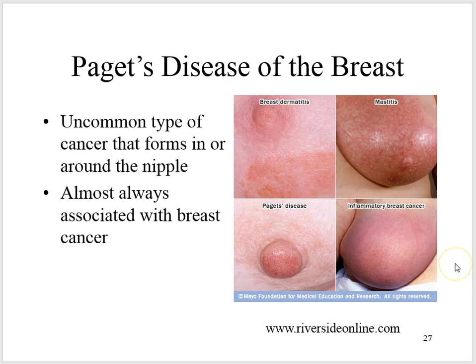And the last slide is Paget's disease of the breast. This is an uncommon type of cancer that forms in or around the nipple. It's almost always associated with breast cancer. There are two theories on this. One, the Paget cells, which are the cancer cells, break off from a tumor inside the breast and move through the milk ducts to the nipple. And the second theory is that skin cells of the nipple spontaneously become Paget cells. And that's it. Thank you.